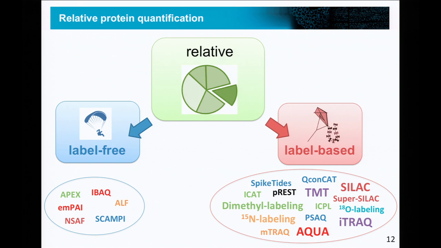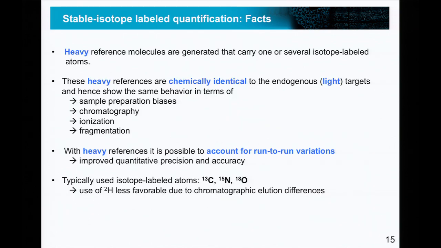Okay, and that also brings me to the isotope labeling approaches. So how does relative isotope labeling work? Just as a reminder, the most important facts about isotope labeling. What you do in isotope labeling is you generate a reference molecule, a heavy reference molecule that carries one or several isotope-labeled atoms.